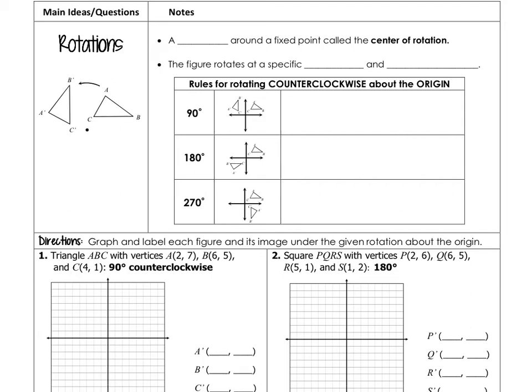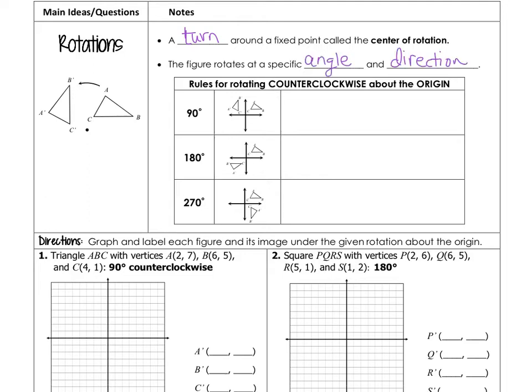Here's a third type of transformation. We've done translations and reflections, and now we're doing rotations. So rotation is a turn around a fixed point called a center of rotation. And the figure rotates at a specific angle and a direction.